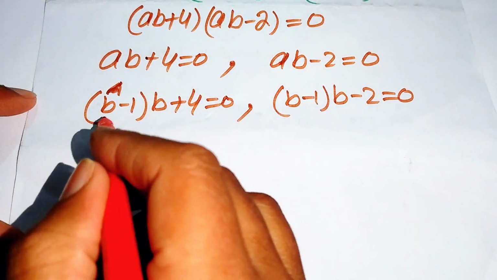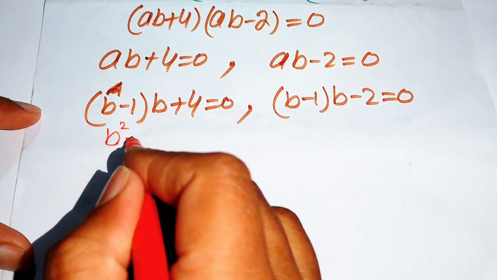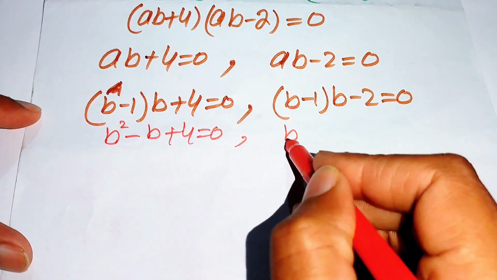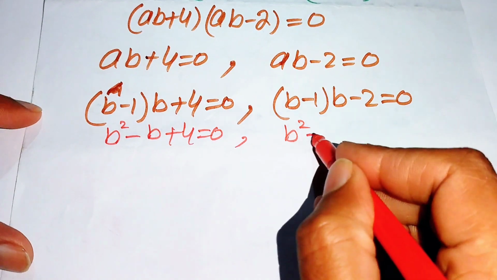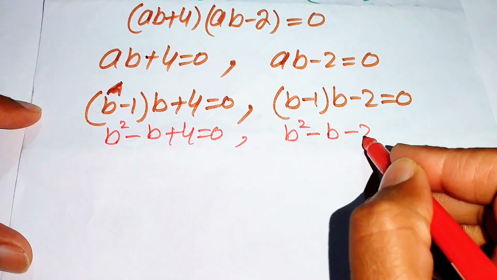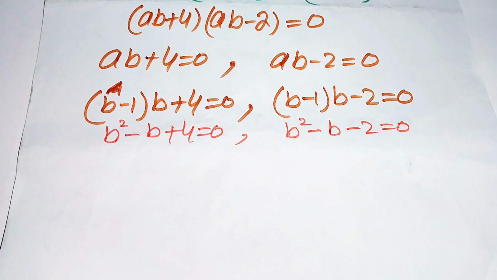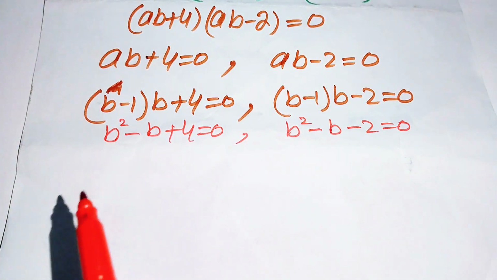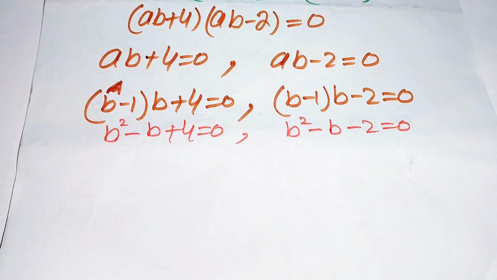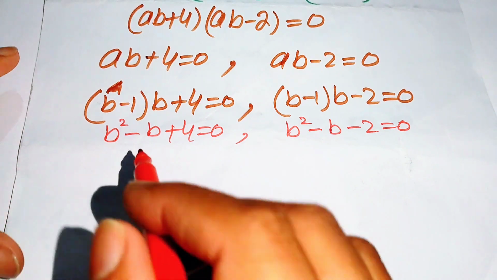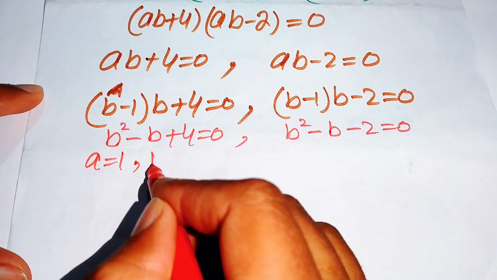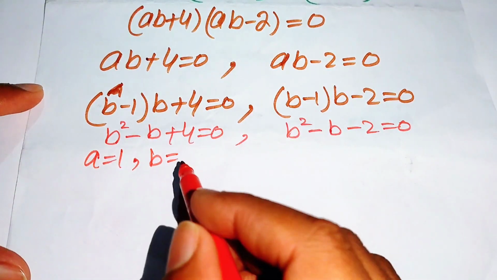So we multiply this b on both of the terms and we obtain b square minus b plus 4 equals 0, and here you get b square minus b minus 2 equals 0. So here you know that a and b involve the side lengths of the triangle, so it cannot be a complex number. So here we need only real values. So we check whether this equation has real roots or not. We check this equation by using the discriminant.